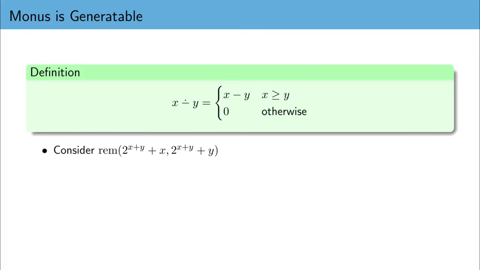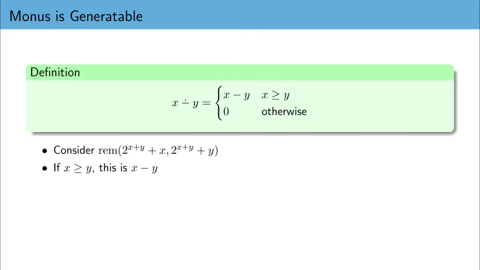First, consider the remainder when 2 to the x plus y plus x is divided by 2 to the x plus y plus y. I encourage you to pause the video here and take a moment to try to figure out what this winds up being. The 2 to the x plus y is just there because we need some big number, something much bigger than x or y. If x is at least y, it goes in once with a remainder of x minus y. If x is less than y, this isn't 0, which is what we want, but we can fix that.